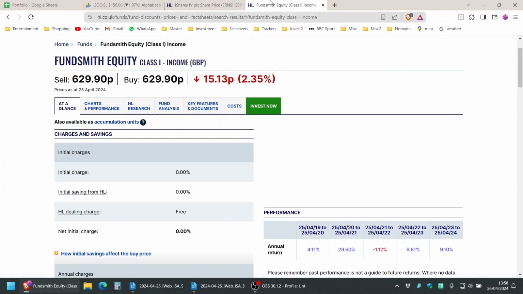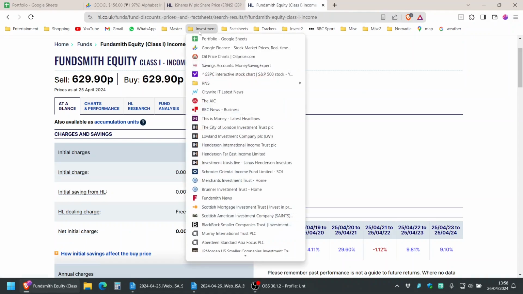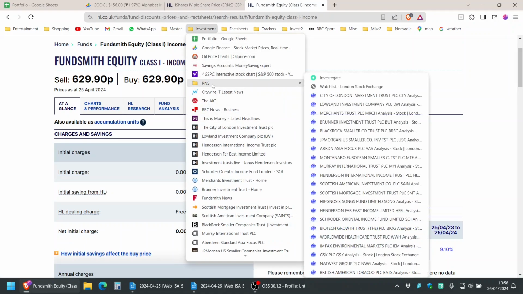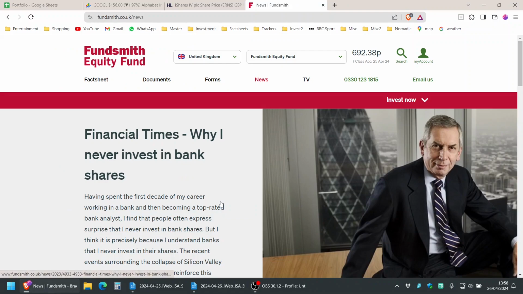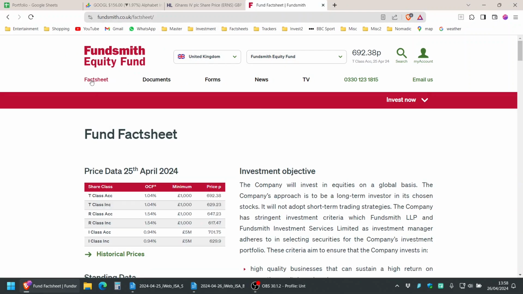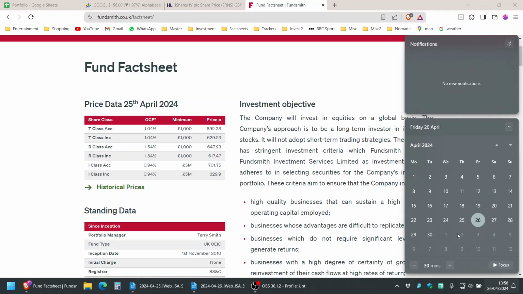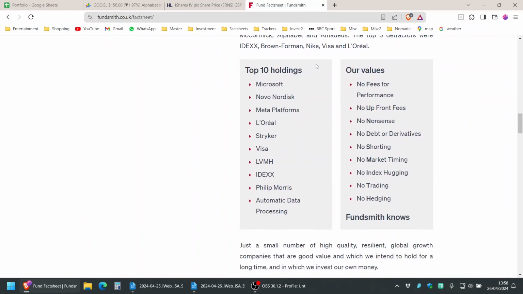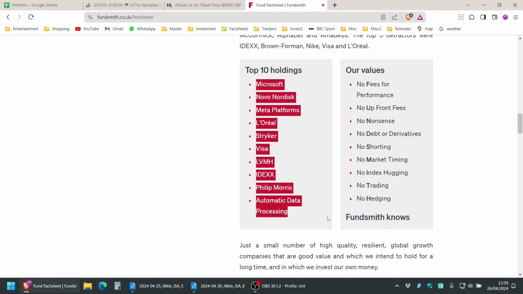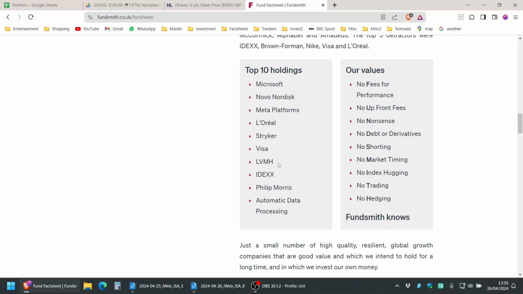In terms of maintaining the portfolio, all I'll do each month is go to Fundsmith's website, and go on the fact sheet. Next Wednesday, normally it's the same day, this will get updated, and this top 10 holdings list will get updated. So Meta's going to go down the list, and who knows, Alphabet might join the top 10.